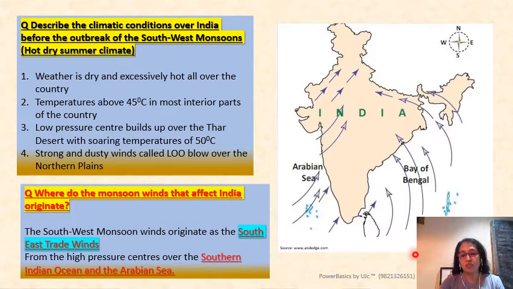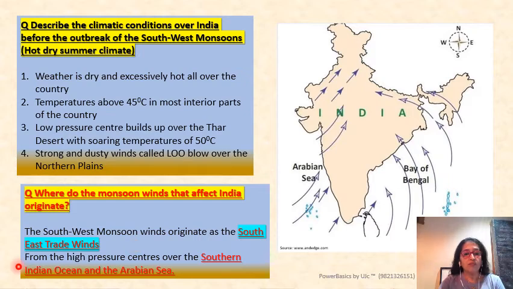So you have the southeast trade winds here. They come like this and they blow over like this. So the origin of the southwest monsoons in India is the southeast trade winds. How do you remember this name? SETW, SETW. Remember, W is for wind. So SETW means southeast trade winds are the source, the origin where the southwest monsoons originate.